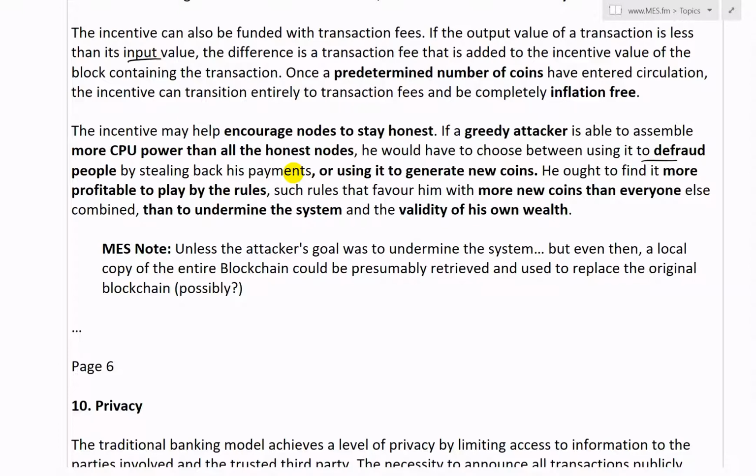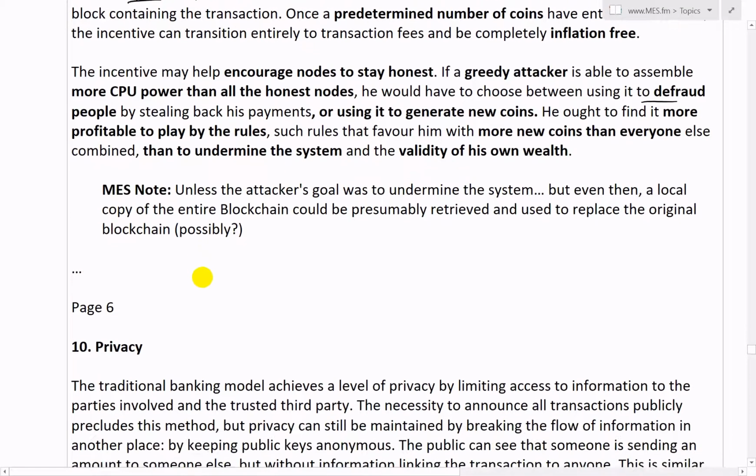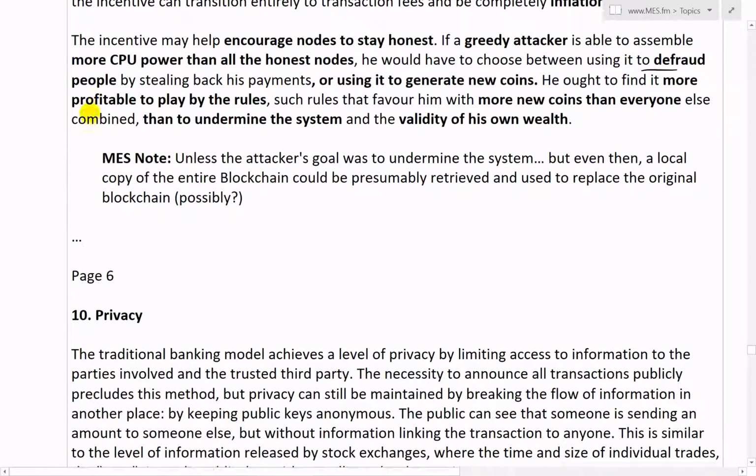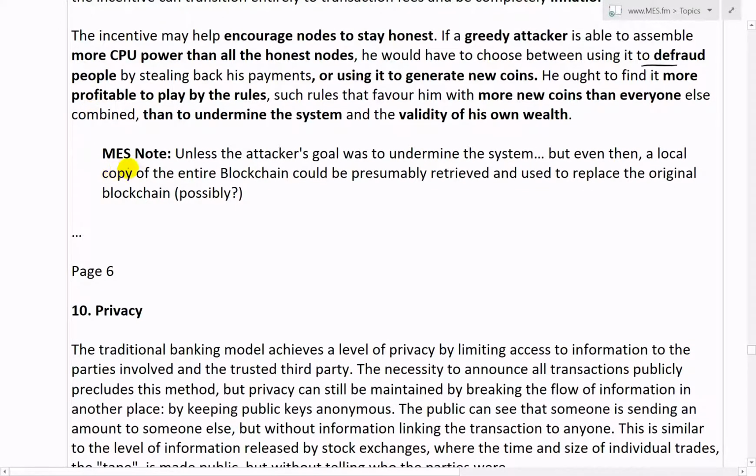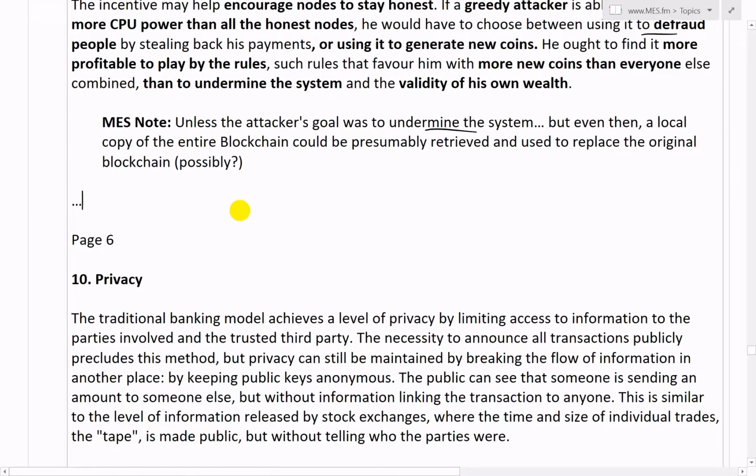So he ought to find it more profitable to play by the rules, rules that favor him with more new coins than everyone else combined, than to undermine the system and the validity of his wealth. Because if you change one thing there, everyone's like, oh, I'm out of here. Unless the attacker's goal was to undermine the system. But even then, a local copy of the entire blockchain could presumably be retrieved and used to replace the original blockchain. That's assuming people want to jump back onto that one, but at least all the stuff's there.